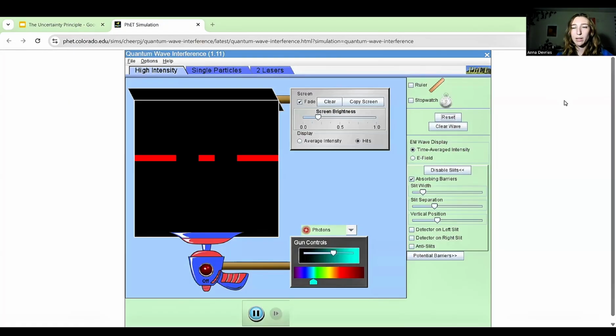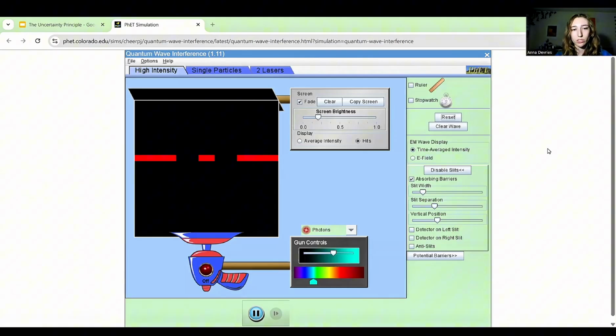All right, so my name is Anna, and now that Thomas has introduced the uncertainty principle, I'm going to show you one way in which we can see this principle in action. You've probably heard of the double slit experiment before because it's pretty famous for demonstrating the concept of particle-wave duality, but it's also a really great example of how decreasing uncertainty in position will increase uncertainty in momentum, and vice versa. So here's a PhET simulation of the double slit experiment.